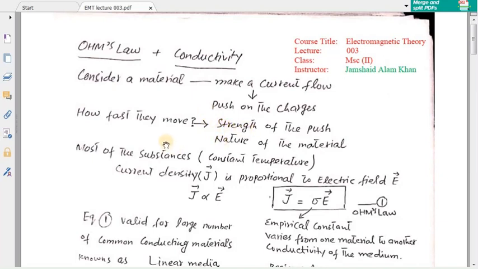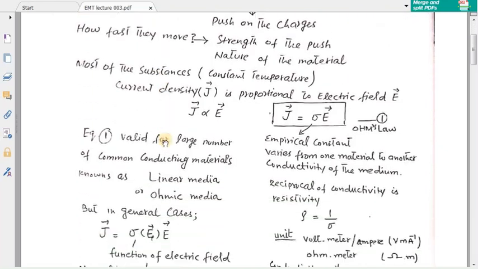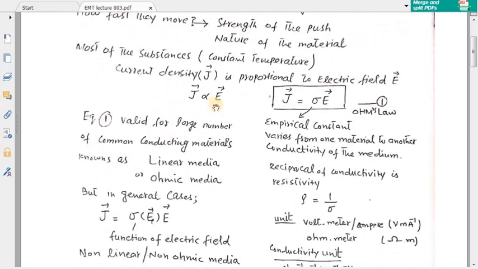For most substances at constant temperature, current density is proportional to the electric field E, and this proportionality can be written as J is equal to sigma times E. Here, sigma is the empirical constant known as the conductivity of the medium, and it varies from one material to another. And this equation number 1 is known as Ohm's law.